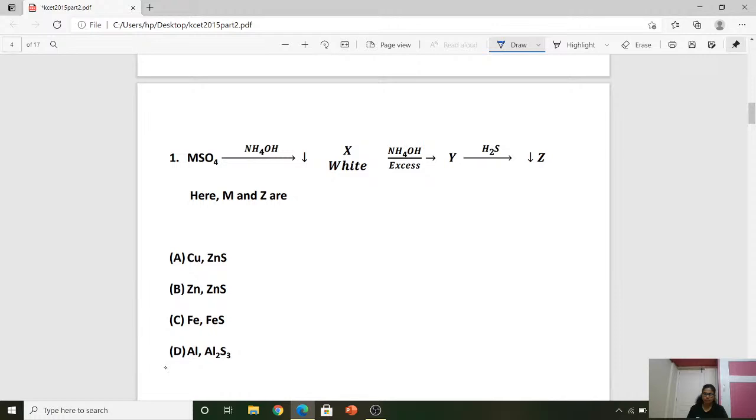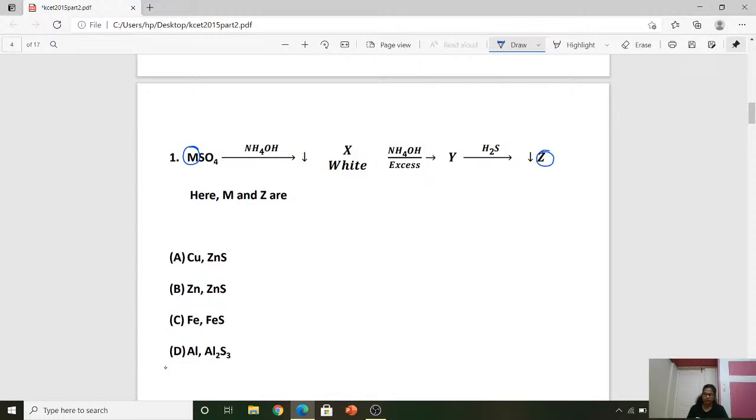We'll go to question number 1. MSO4 reacts with ammonium hydroxide, you get a white precipitate. If it is ammonium hydroxide in excess, you get Y. On passing hydrogen sulfide, you will be getting precipitate Z. Here M and Z are. So you have to find out what is M and what is Z.